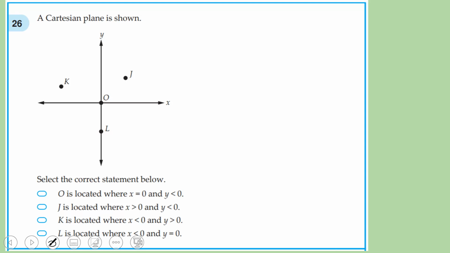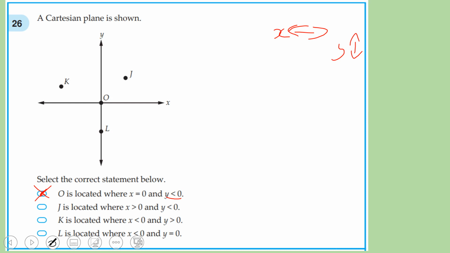A Cartesian plane is shown. Select the correct statement below. O is located where x equals 0 and y equals 0. Well, yes, that is correct. So x is how far across you are, y is how up or down you are. That's the correct answer, but we'll look at the other ones. J, oh hang on, this says where j is less than 0. So no, that is not right. I thought that was too easy.